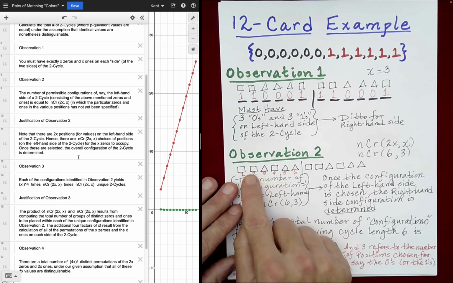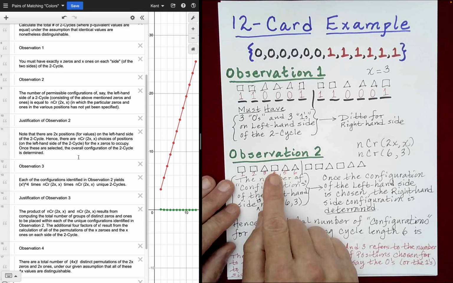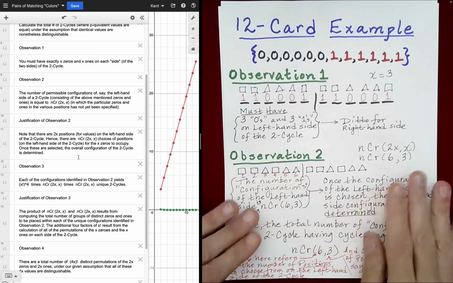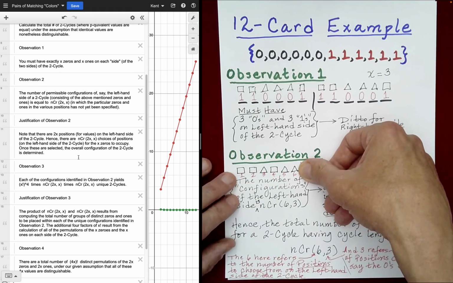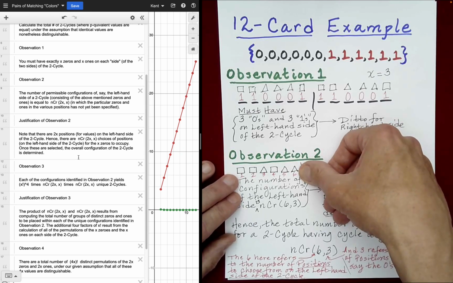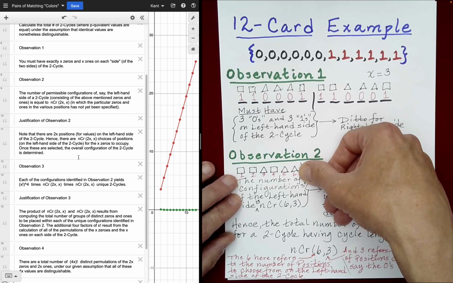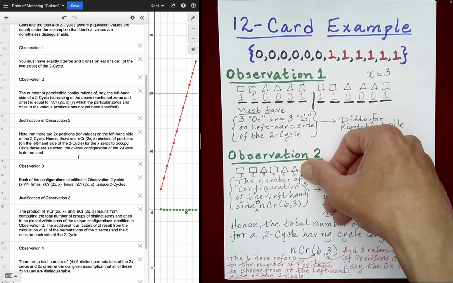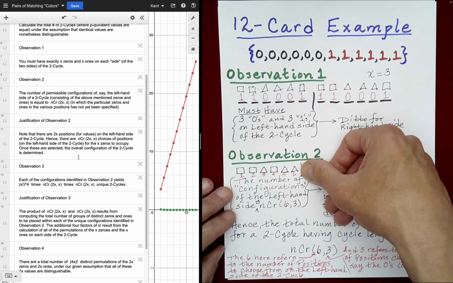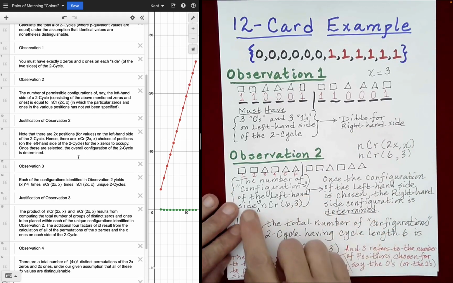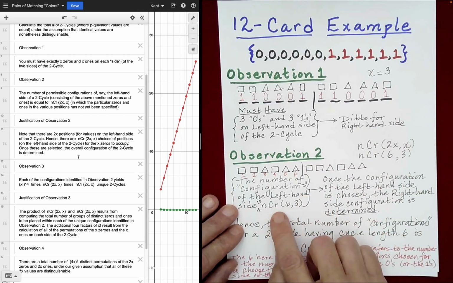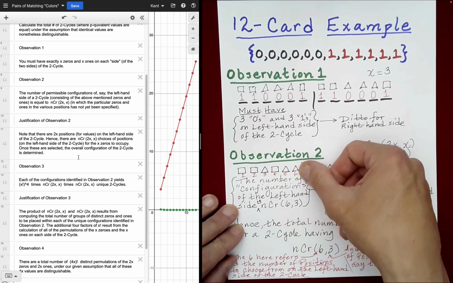Well, how many ways can you have these 3 squares and these 3 triangles arranged on the left-hand side? We're wondering, how many different ways can you choose 3 of the 6 positions that these objects can be in? Because the number of ways of choosing 3 positions among the 6 positions will give us the number of skeletal structures that can be formed using these squares and triangles. So the number of configurations of the left-hand side is nCr, so 6 choose 3. And so what are we choosing?